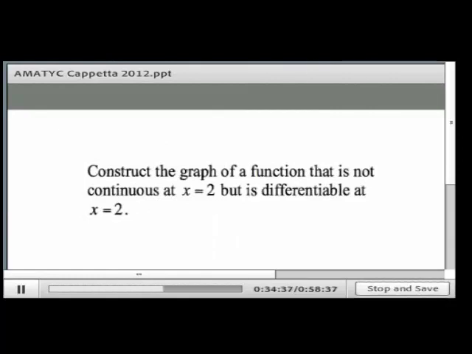A more typical question: construct a graph of a function that is not continuous at x equals 2, but is differentiable at x equals 2. Good luck doing that as well. We switch differentiable and continuous, now that's a more traditional sort of question. If it's not differentiable, but is continuous, we have our absolute value function. But if it's not continuous, but is differentiable, we know there's no solution to that. So I think this helps the students start to understand what differentiability means.